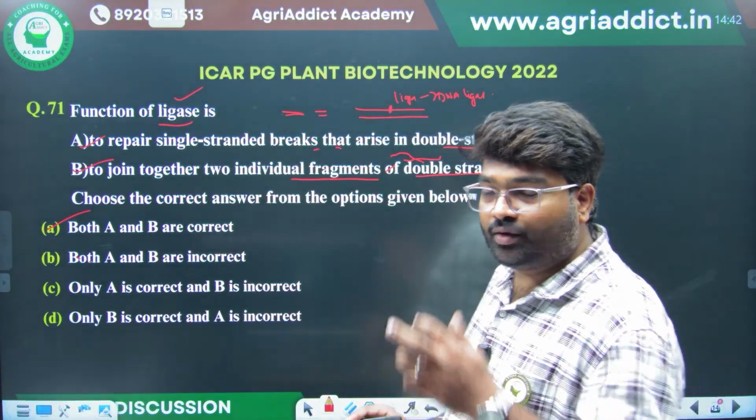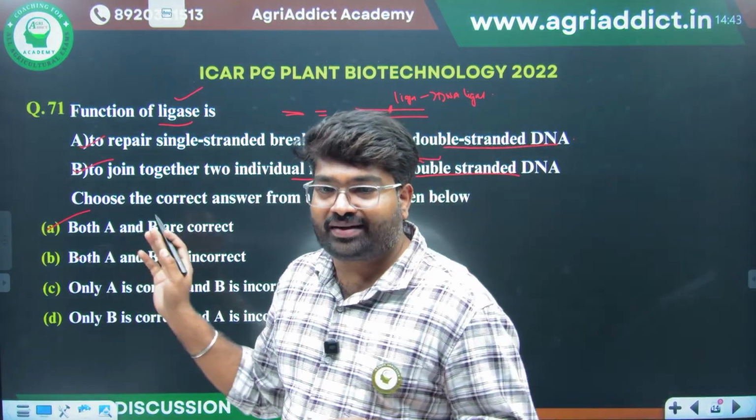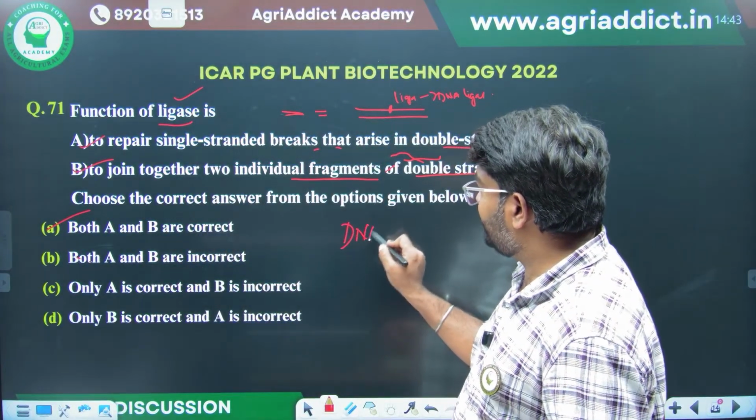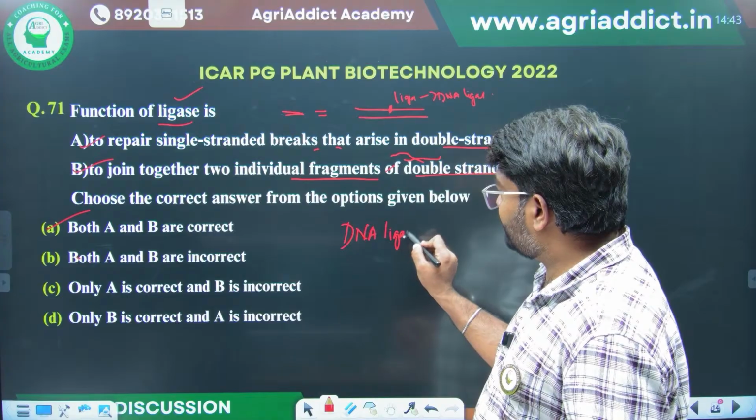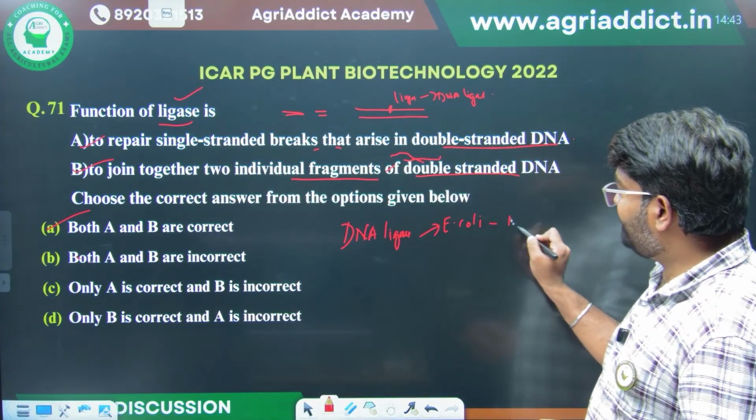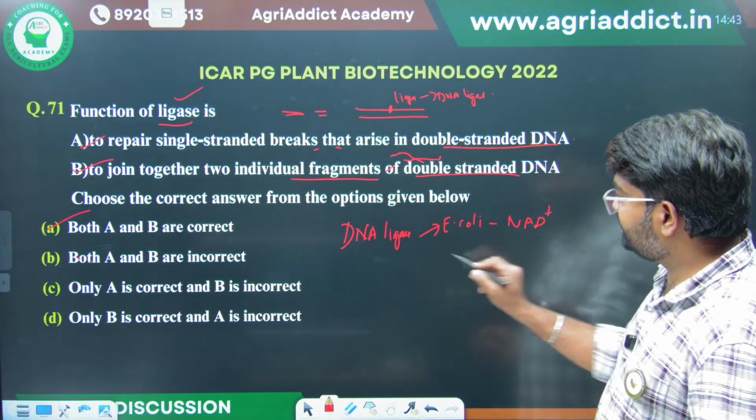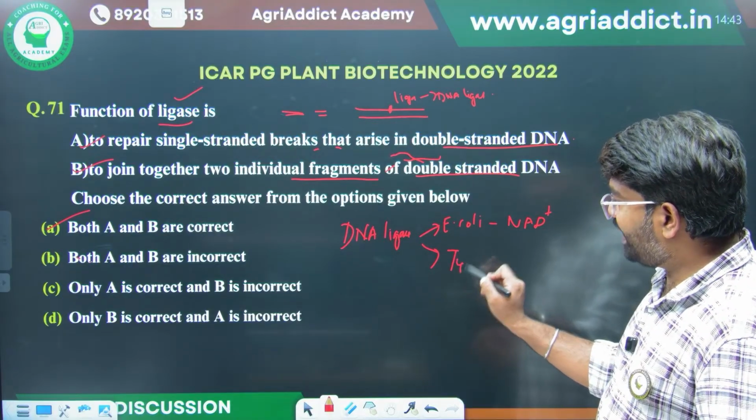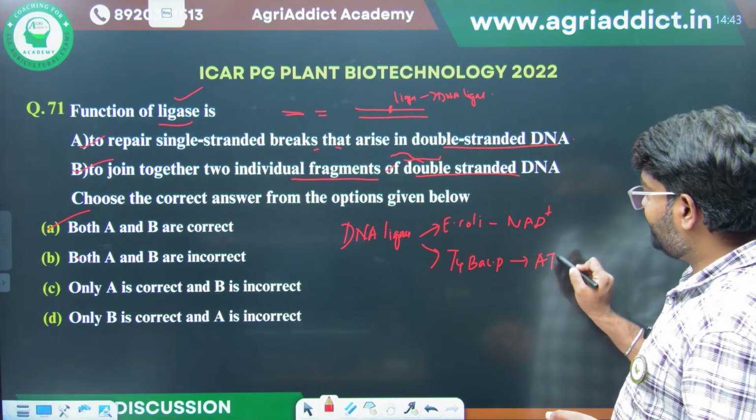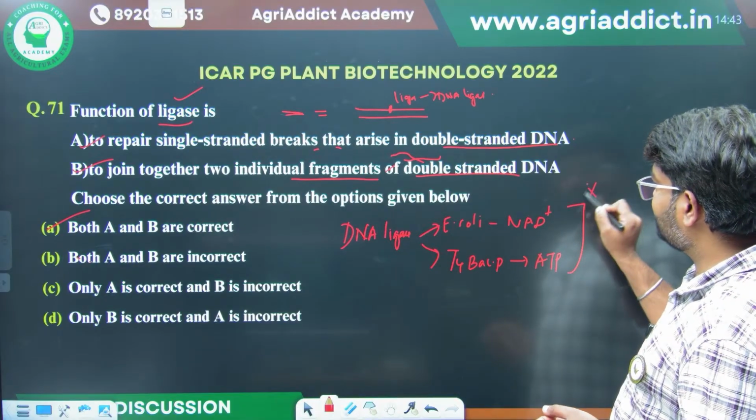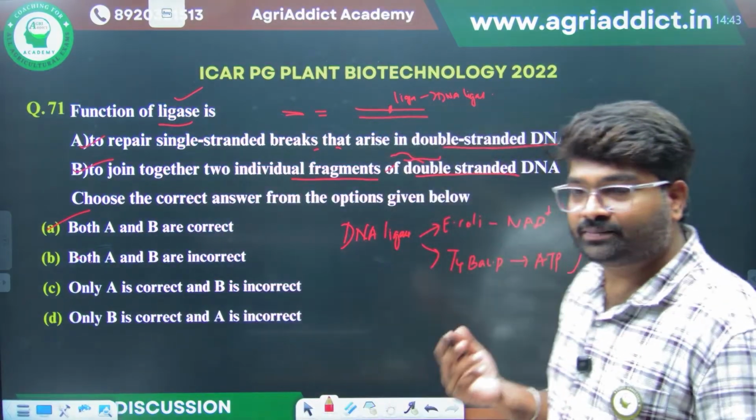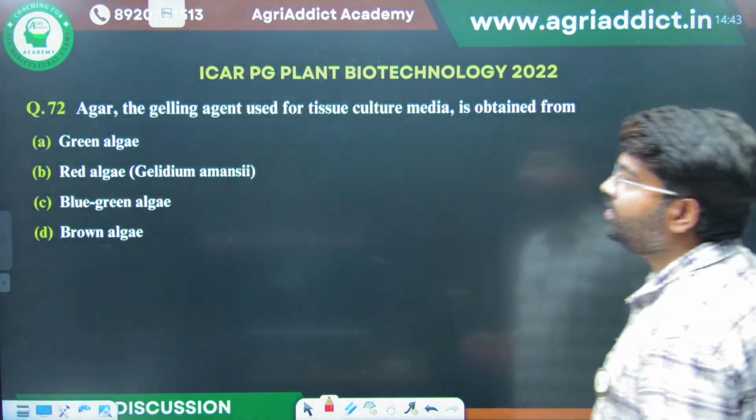Then you have to remember the cofactor of DNA ligases also. This is another repeated question. DNA ligase cofactor: if it is E. coli, the cofactor will be NAD plus. This we have already seen. If it is T4 bacteriophage, the cofactor will be ATP. This we already discussed in our previous lecture. They can ask this question. This is another important thing you have to remember.